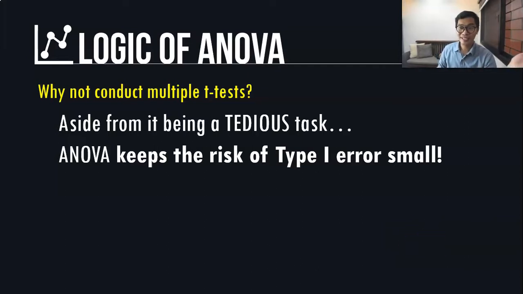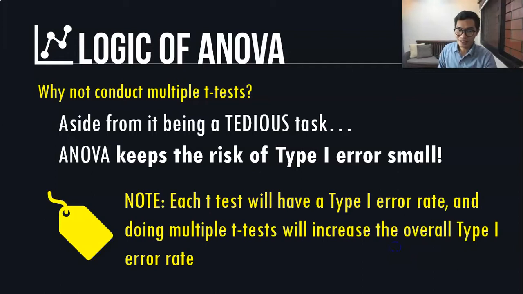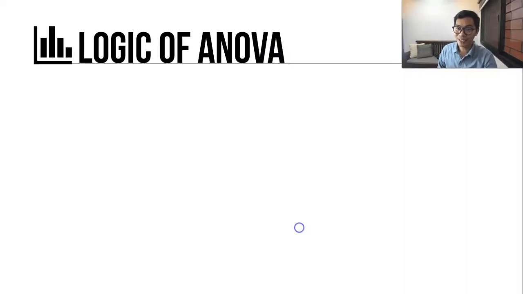What is type 1 error again? It's false positive. So each t-test will have a type 1 error rate. And doing multiple t-tests now will increase the overall type 1 error rate. So we need to avoid that kind of situation. That's why we have the ANOVA, in order to lessen the type 1 error risk.